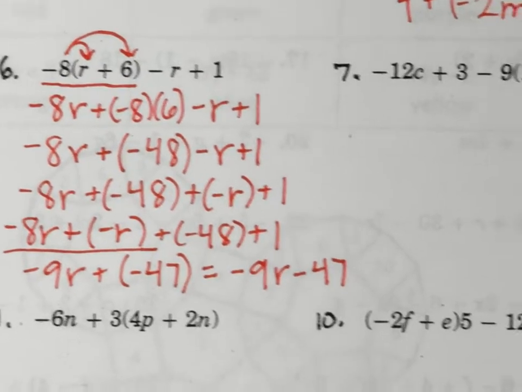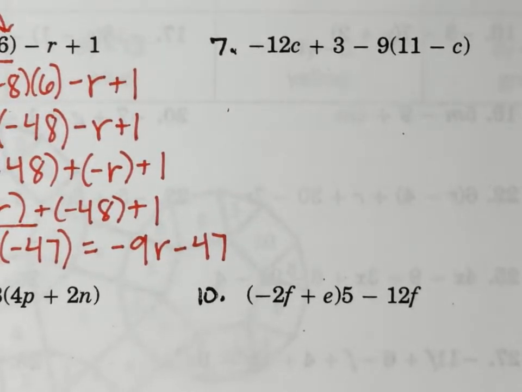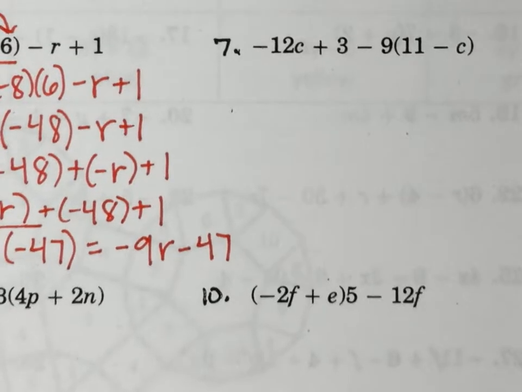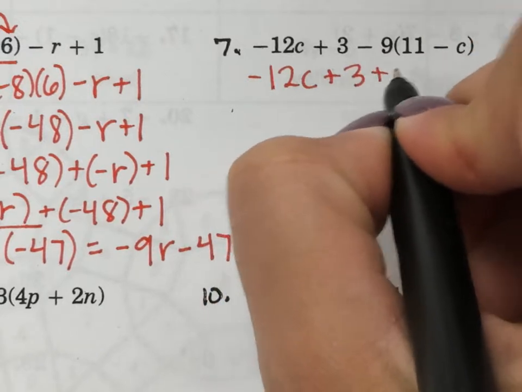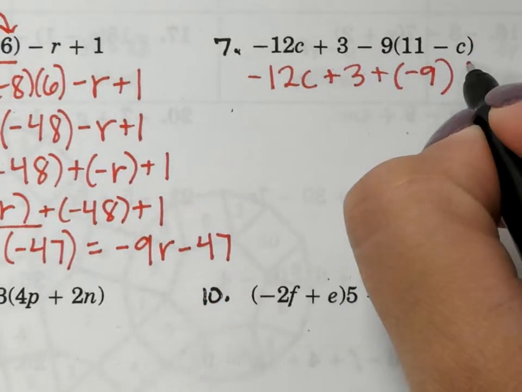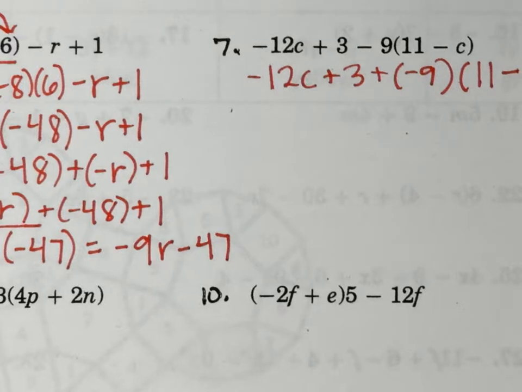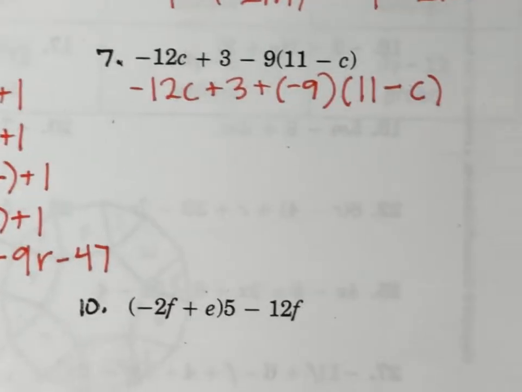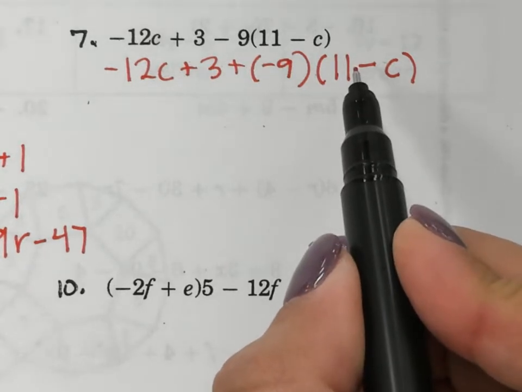All right, number 7. I've got negative 12c plus 3 minus 9 times 11 minus c. So let's go ahead and change everything to an addition problem. So I get negative 12c plus 3 plus negative 9 times 11. I'm going to keep this one as a subtraction sign because that's my distributive property. So I'm going to keep my subtraction problem inside of my parentheses for my distributive.